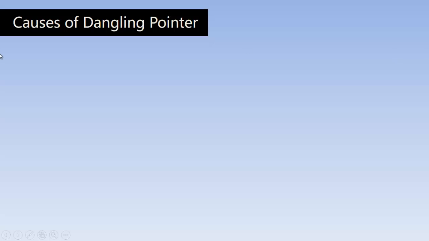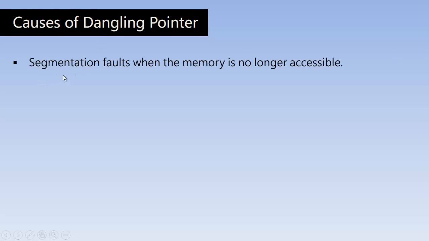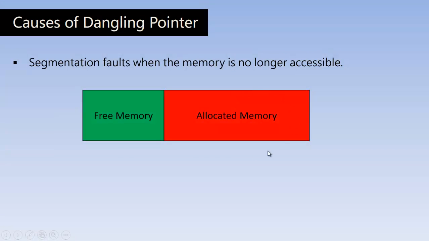Okay, now let's understand what the causes of a dangling pointer are. Segmentation faults occur when the memory is no longer accessible, right? Indirectly the program will be affected by this fault. It means whenever you compile a function or any program, some memory will be allocated for that function, and that memory is partitioned into two parts. One is free memory and the other part is allocated memory. So the entire memory is for your function, and a part of the program is allocated for the variables, arrays, strings, and instances, whatever you call, and the other part of memory is free.